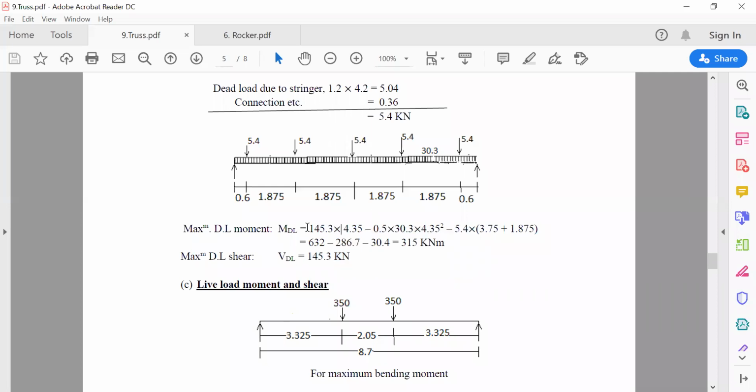Find the moment, sorry, not at the end, at the midpoint. That will be the maximum dead load moment. The calculation is already shown here, but still, do it once.